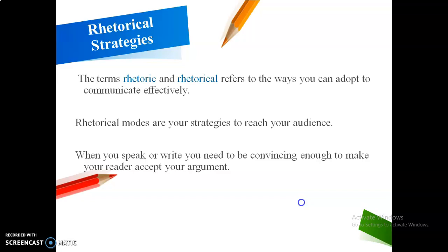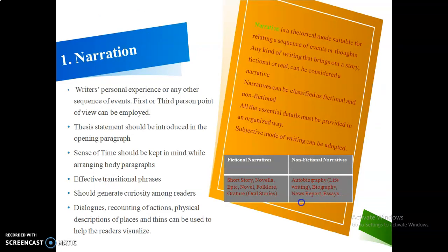So for this purpose, we need to employ certain strategies. These strategies are known as rhetorical strategies, and these include different strategies such as narration, argumentation, etc., which we will be discussing in the coming slides. The first rhetorical strategy which we can use is narration.